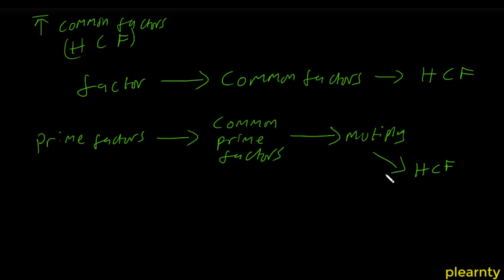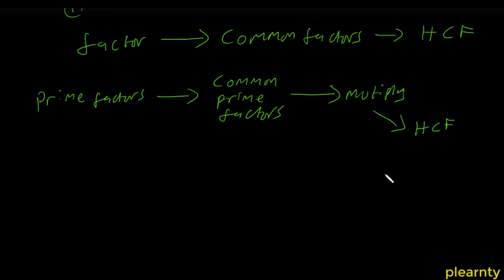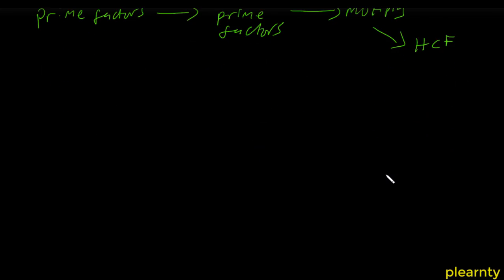Now, let's pick some examples to explain all this better. Let's say we have 30 and 96. Firstly, we want to look for the prime factors. To look for the prime factors, you have to start dividing with prime numbers.